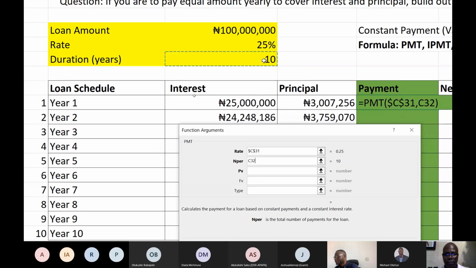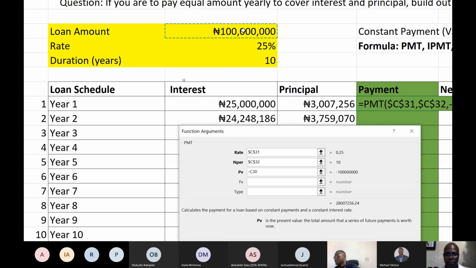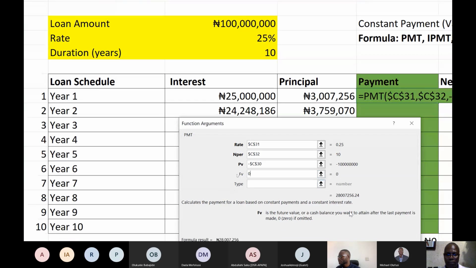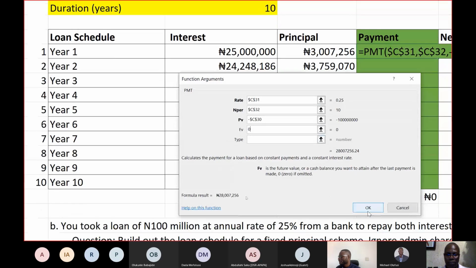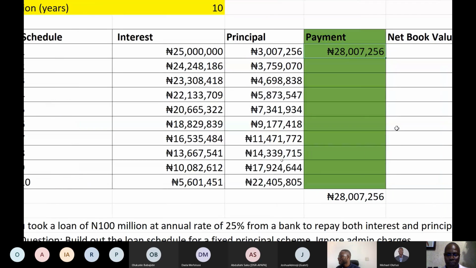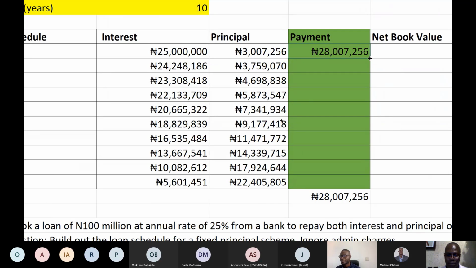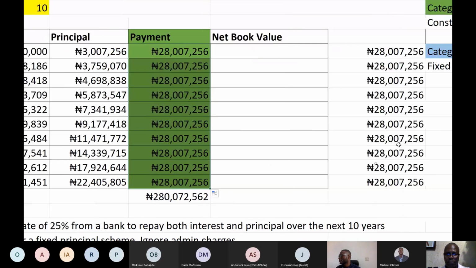This is the number of periods, make the reference absolute. The present value, so the loan at the beginning of the period, I make it absolute. I have to repay all of the loan, right? If you notice, we will not be filling the type in the other one, so I'm going to just leave it. So I'm going to say OK, and as you can see, it is giving me exactly the same as what I have here.